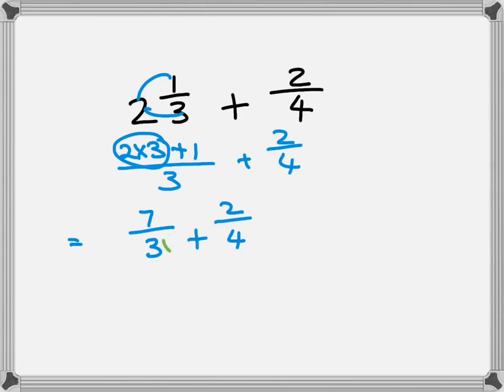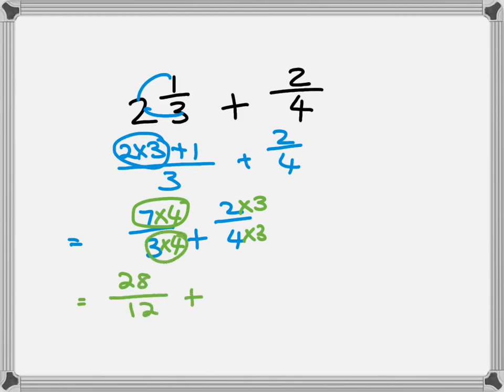We're going to times 3 by 4 to get it to 12. And then times 4 by 3 to get it to 12. So they both have a denominator of 12. Okay, so 7 times 4 is 28 over 3 times 4, which is 12, plus 2 times 3 is 6 over 4 times 3, which is 12. Denominators match. We can go ahead with plus.